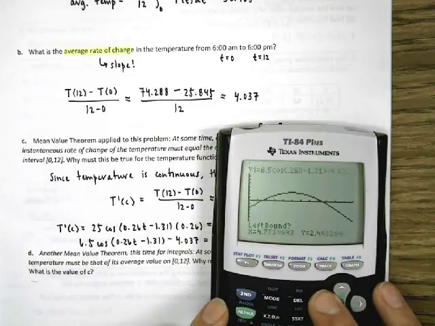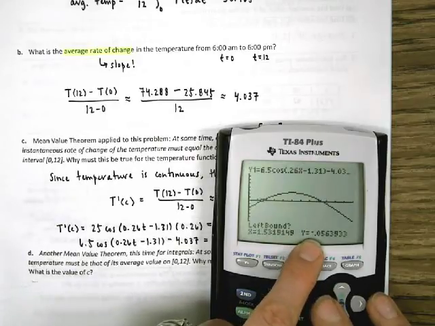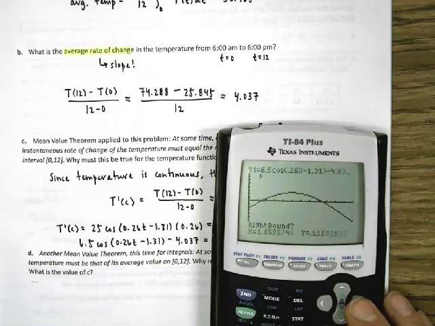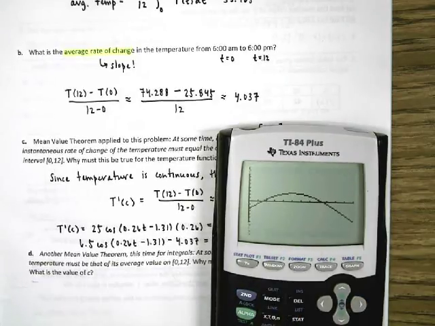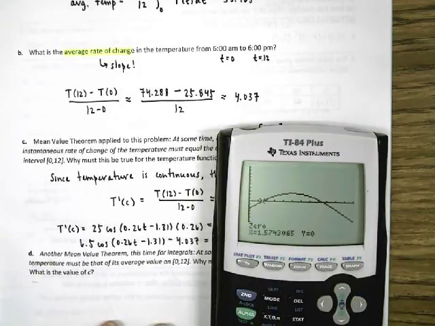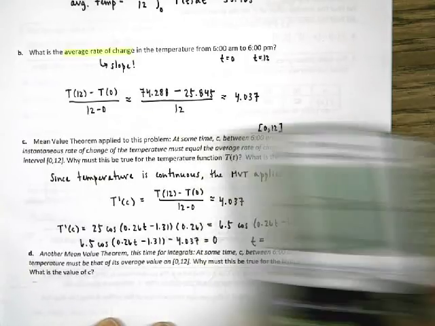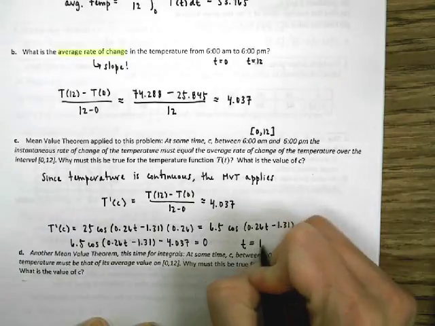So for my first 0 here, I want to be below for my left bound, so I'm going to make sure my y is negative. For my right bound, I want to make sure y is positive. I'm going to hit enter. So my first 0 is at t equals 1.574. So I'm going to put that here.